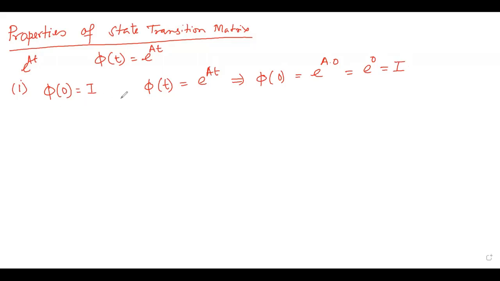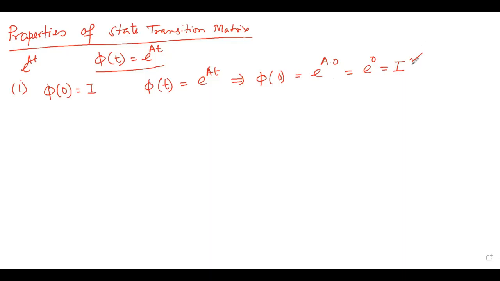If you have doubt whether you are able to find the state transition matrix correctly or not, you can easily put t equal to 0. If after putting t equal to 0 it becomes an identity matrix, then you can conclude that your calculation is correct.